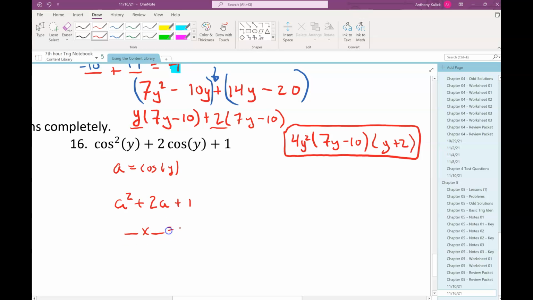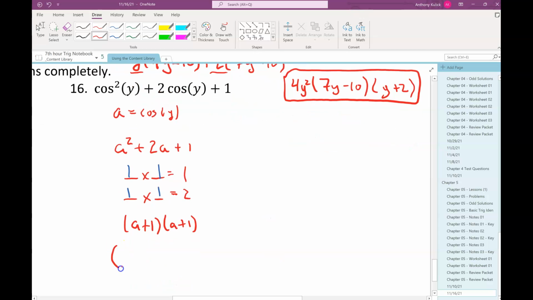Leading coefficient is 1. So all I really need to do is find 2 things that multiply to give me 1 and add to give me 2. Those 2 things would just be 1 and 1, right? There's only a couple of numbers that multiply to give us 1. So because the leading coefficient is 1, that's actually going to take me straight to my factored form. I don't have to do that grouping step.